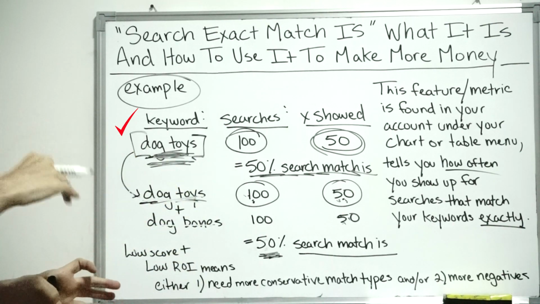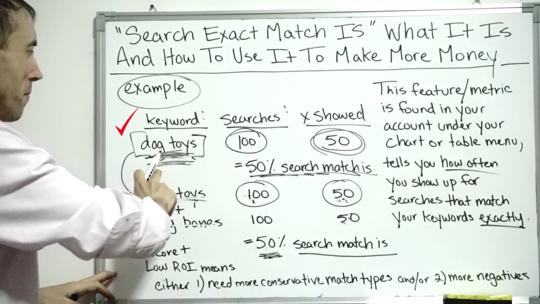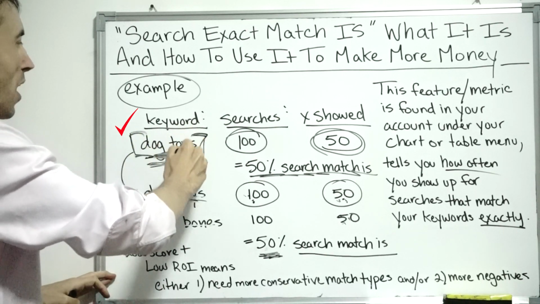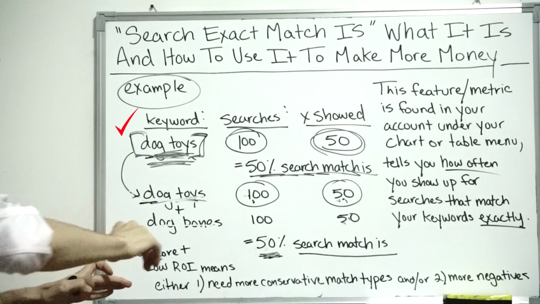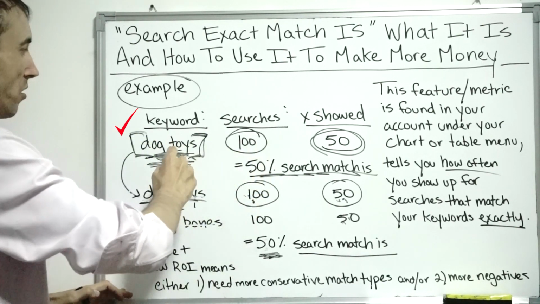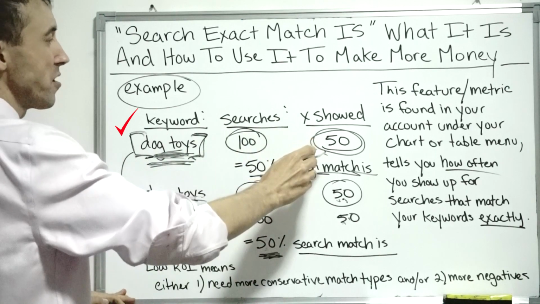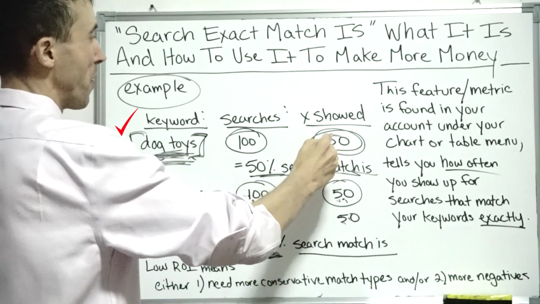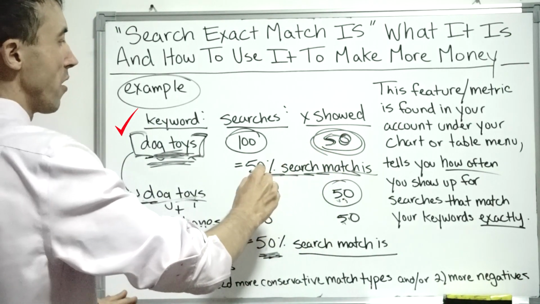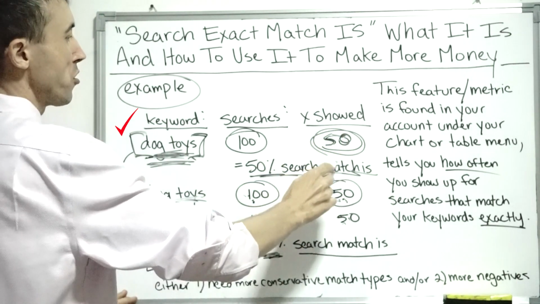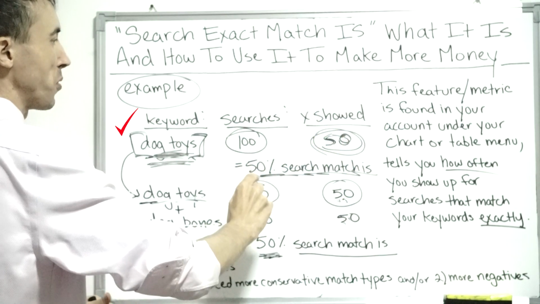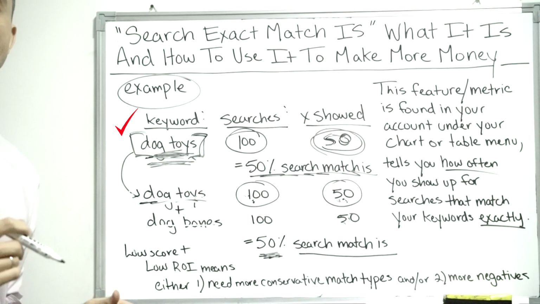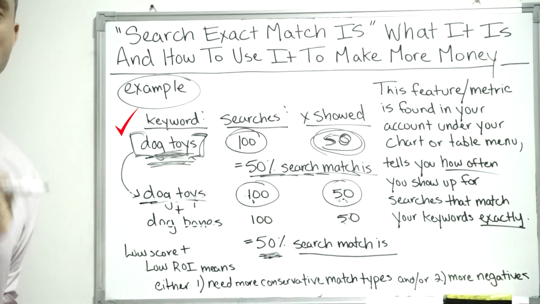Well, sorry, to stand corrected here. If you're bidding on dog toys and there's the brackets around it, and out of 100 times that people search for dog toys, you show up 50 times, your search match score is going to be 50%. But also your search impression share is going to be 50%.